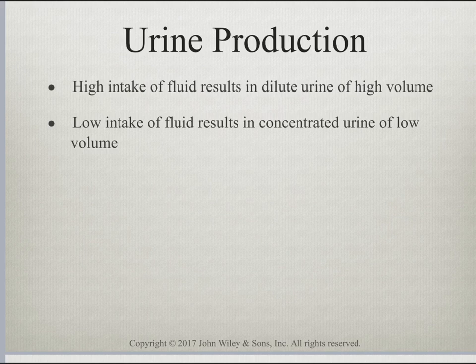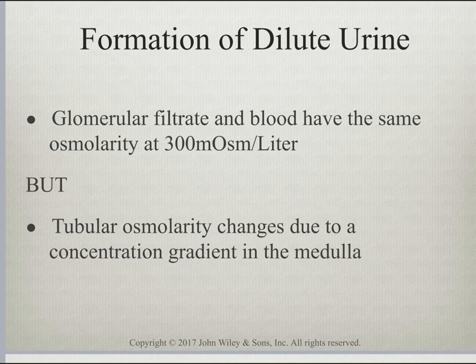while you're sleeping. So for formation of dilute urine, we look at glomerular filtrate and blood. They're going to have about the same osmolarity at about 300 milliosmoles per liter. However, tubular osmolarity changes due to a concentration gradient in the medulla. So that's the key to allowing this system to work.